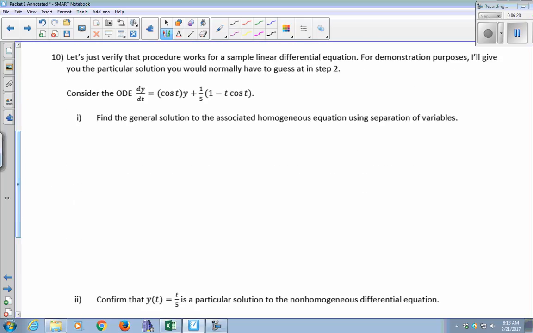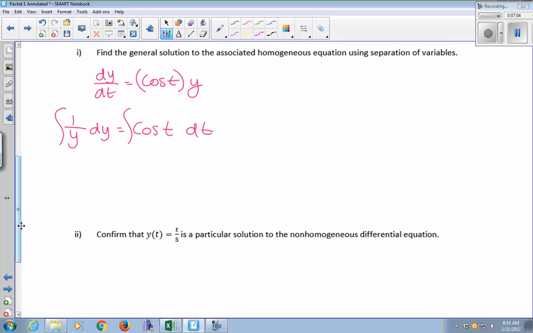All right, so let's just verify that the procedure works for a sample linear differential equation. And for demonstration purposes, I'm going to give you the particular solution this time. And then in the next one, we'll practice guessing. Okay, so step 1, find the general solution to the associated homogeneous equation using separation of variables. So we just drop the b of t, and we're trying to solve dy dt equals cosine of t times y. So I want all the y's on one side, t's on the other. So this becomes 1 over y dy equals cosine of t dt. And then you integrate both sides.